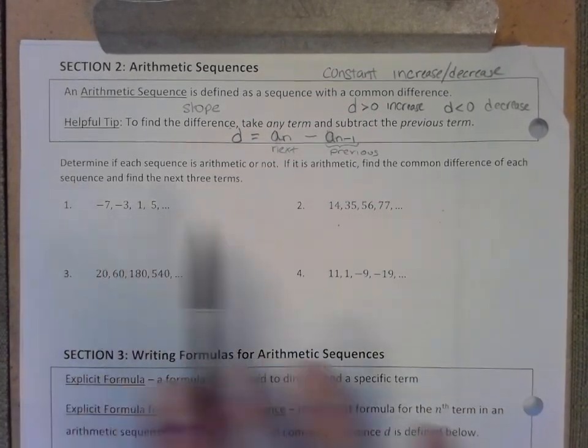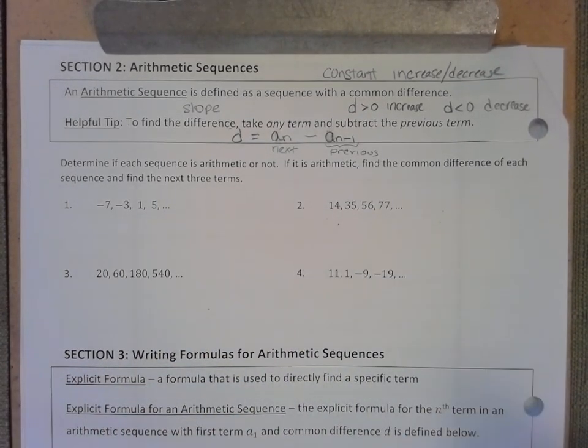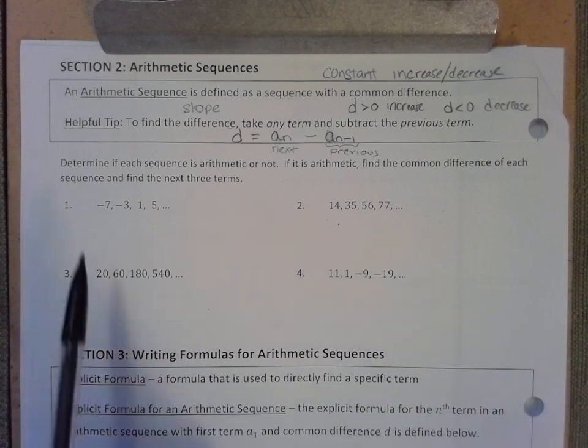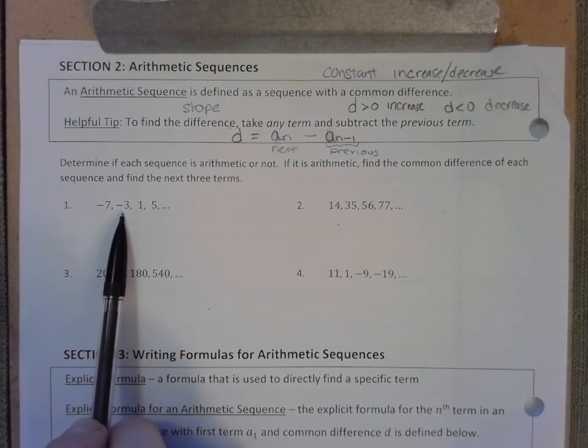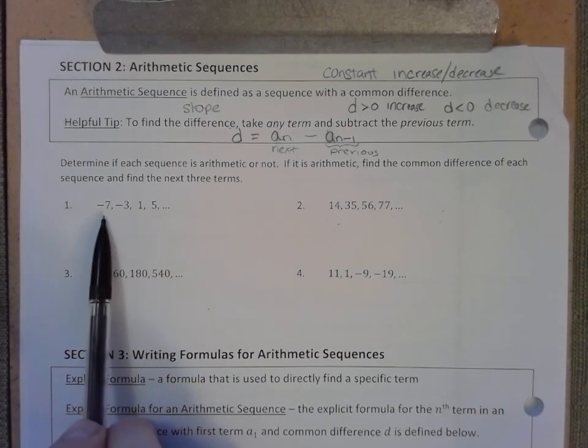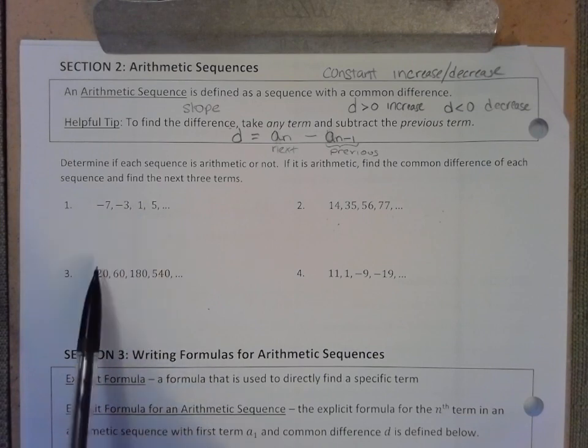Next, there are 4 examples. We're going to determine if each sequence is arithmetic or not. If it is arithmetic, we're going to find the difference of each sequence and find the next 3 terms of the sequence. So let's take a look at exercise 1: -7, -3, +1 and +5. Each term is increasing by 4.